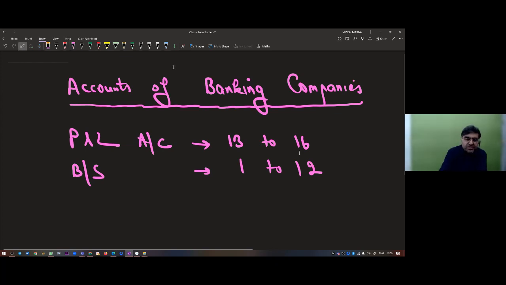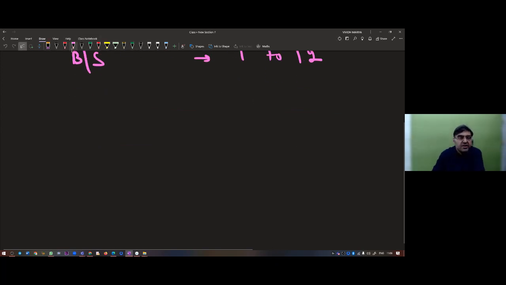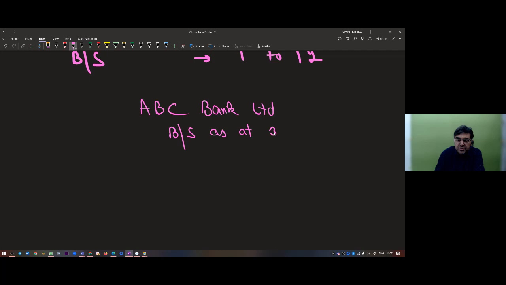Let's draw the balance sheet using imaginary figures. The name of the bank is ABC Bank Limited. Balance sheet as at. In practical real life, you have to make the balance sheet for the current year and previous year for comparison, a two-year balance sheet. But in the classroom and in the examination, you will get the balance sheet for 1 year. So balance sheet as at 31st of March 2023.